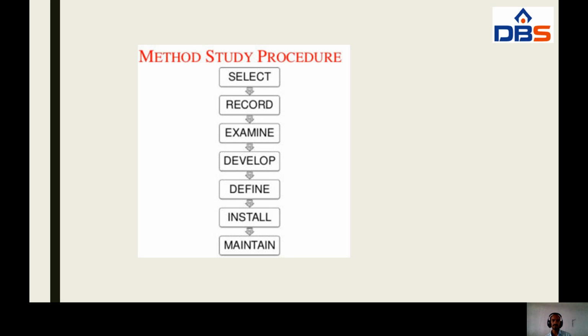And the next, process of method study. Method study has a process. There are some steps. The first step, select, and second one, record, and the third one, examine, and fourth one, develop, and next define, and the next install, and the next maintain. These are all the steps in method study procedure.